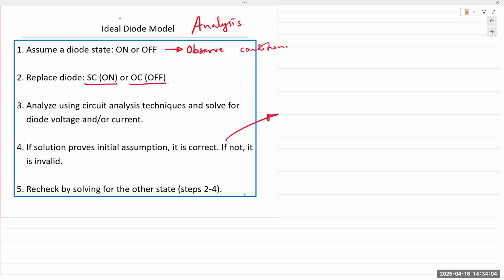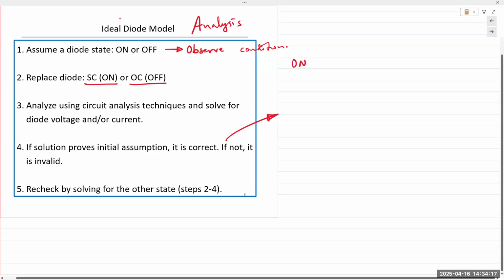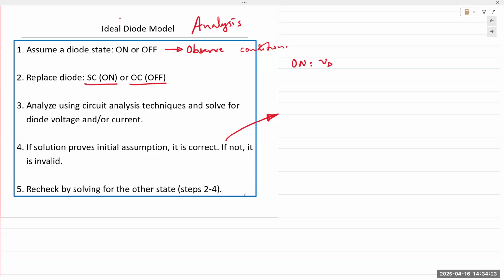At the end, we need to verify whether our solution or assumption is correct or not. So the things that we need to look for are this. If it's on, VD would be 0. But more importantly, it's a short circuit, so there's a pathway for the diode current to flow through. So diode current ID must be positive, must be greater than 0.